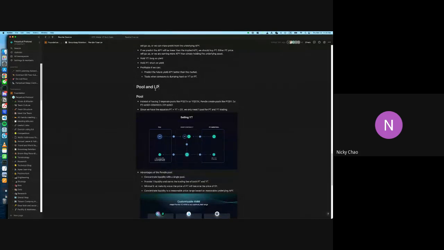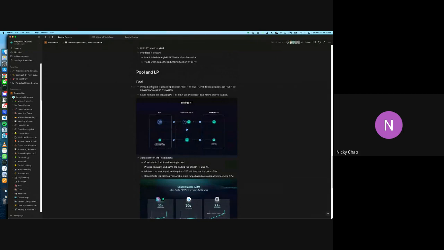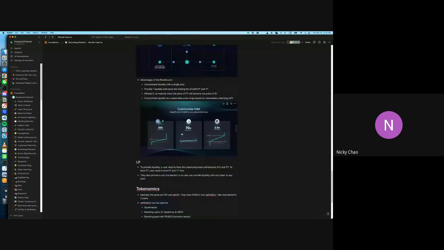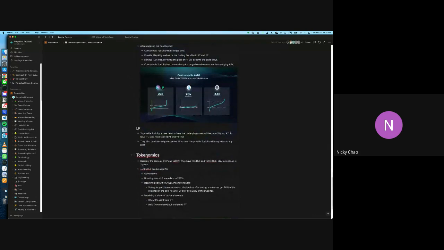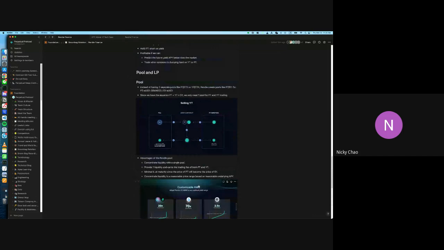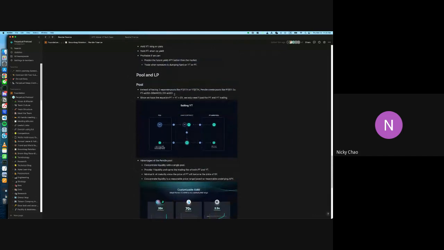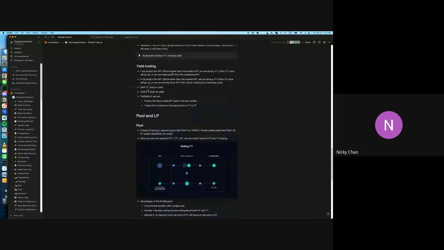Next we have the pool and LP. Their pool design is quite interesting, so I want to cover that, and also I'll cover liquidity providing and token economics. Because we have PT trading and YT trading, normally we would think they have two separate pools, something like PT ETH or YT ETH. But Pendle Finance only has one pool per market.